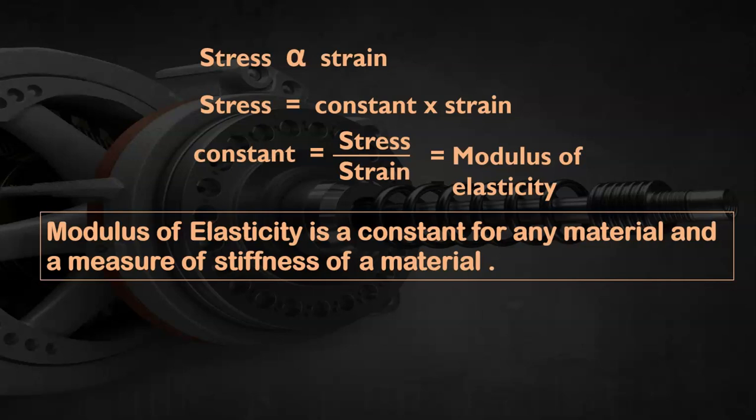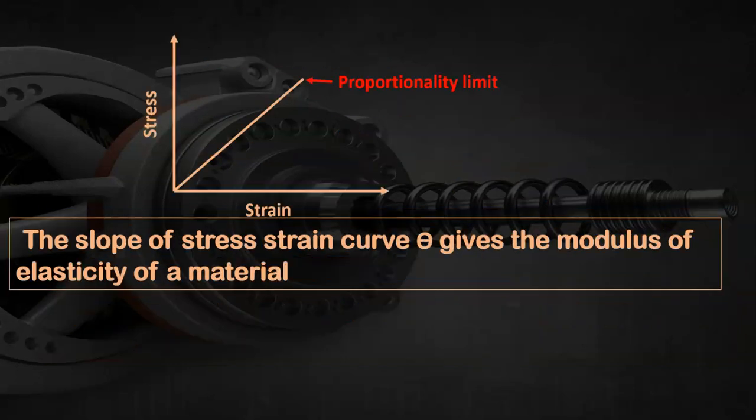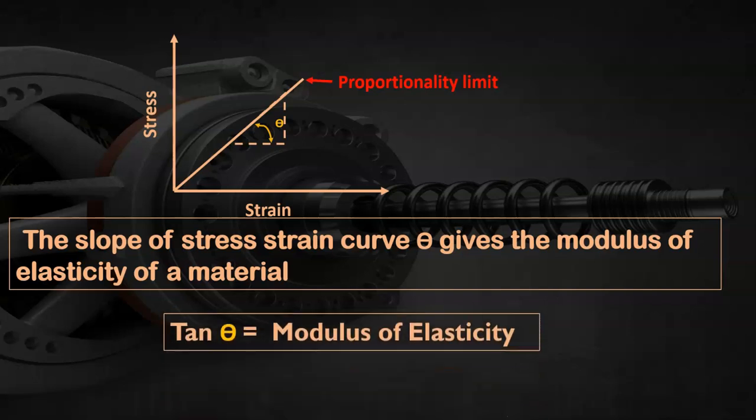Modulus of elasticity is a constant for any material and it is a measure of stiffness of a material. The higher the value of modulus of elasticity of a material, the greater will be its stiffness and strength. If you look at the graph of the stress strain curve, the slope of the stress strain curve, theta, gives the modulus of elasticity of a material. So in the figure, tan theta equals modulus of elasticity of that material.